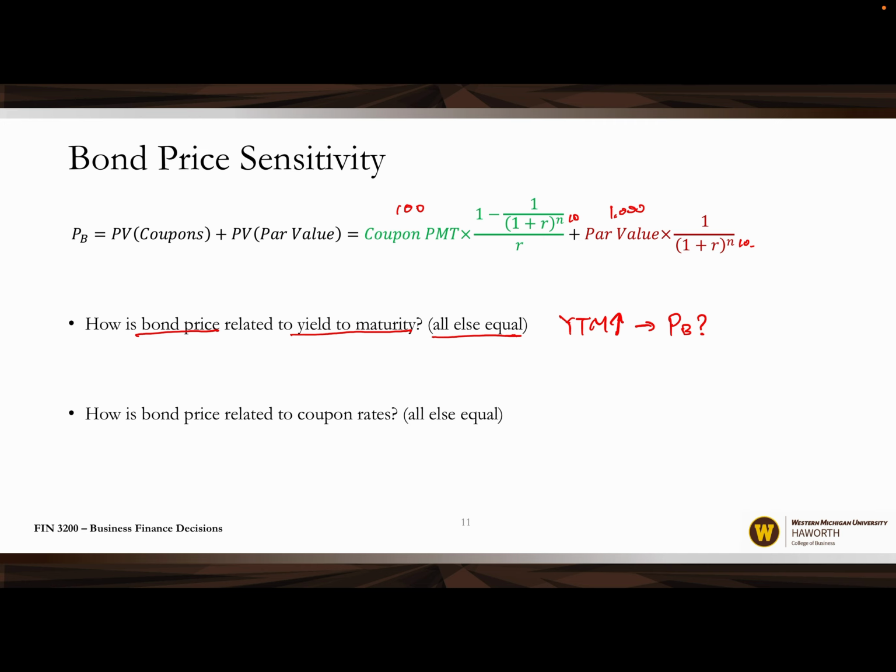If you look at the math, it's easy to see that all the R's are in the denominator, right? So if the R's go up, the value of the fractions all come down. So mathematically, it's easy to see that if the YTM goes up, then the price of the bond should come down, sorry. Just mathematically, right? But we also want to think about this conceptually.